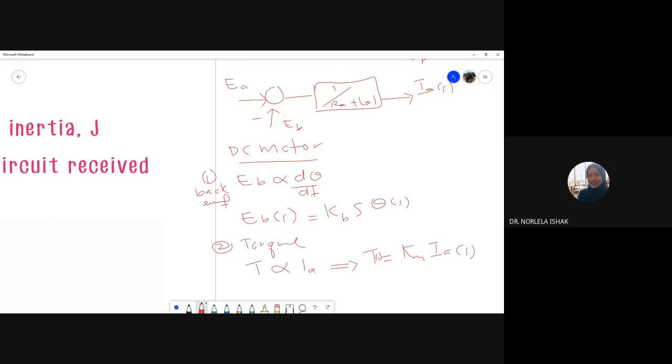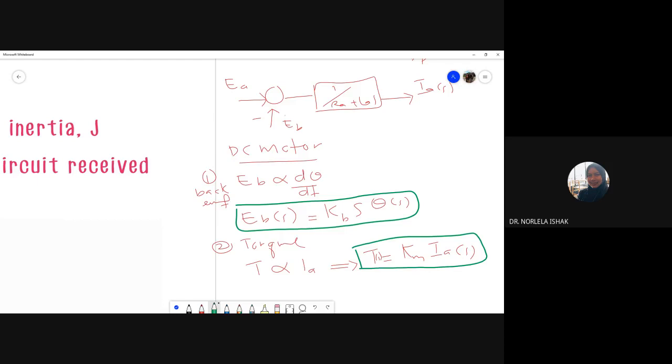So how about this equation? Is the condition that the output equals gain directly multiplied with the input? We have two equations here. Do they follow the form output equal to gain multiplied with the input? The first one: EB equal to KBS theta S.